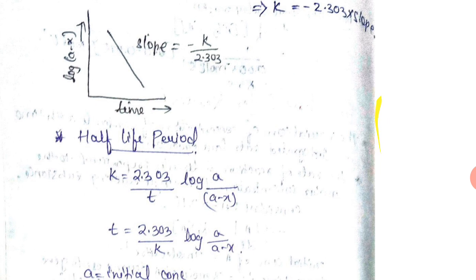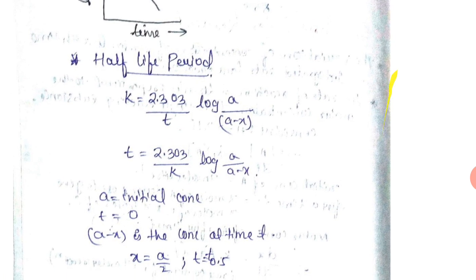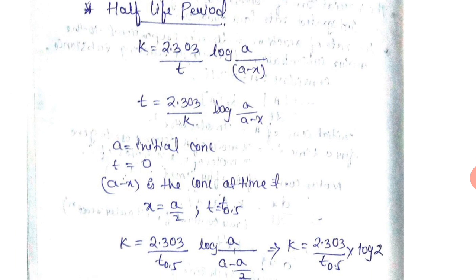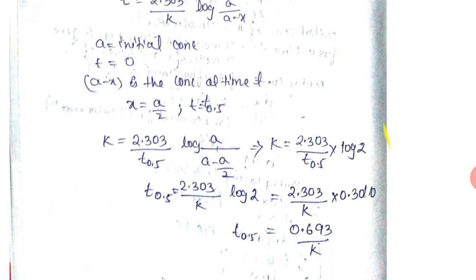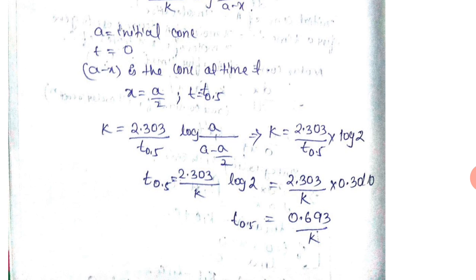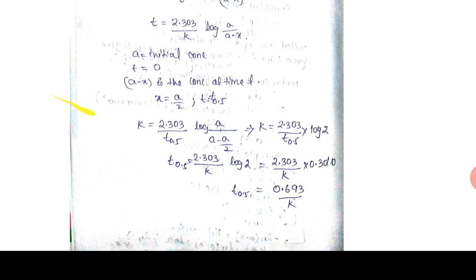But if the time is the half-life period, we get x is equal to a by 2 and t is t half. So we get t half is equal to 0.693 by k, or k is equal to 0.693 by t half. So this is all about the integration part.